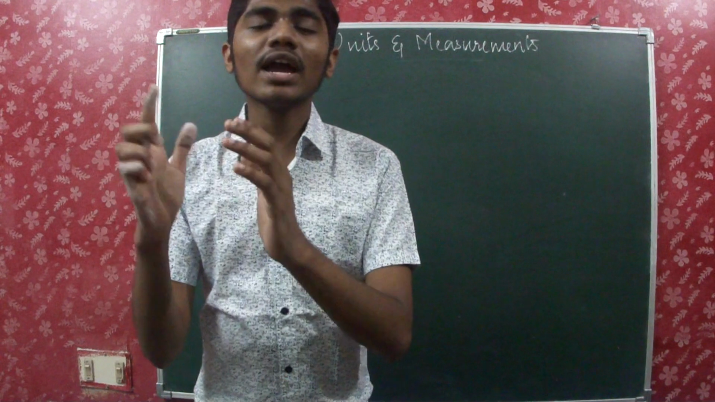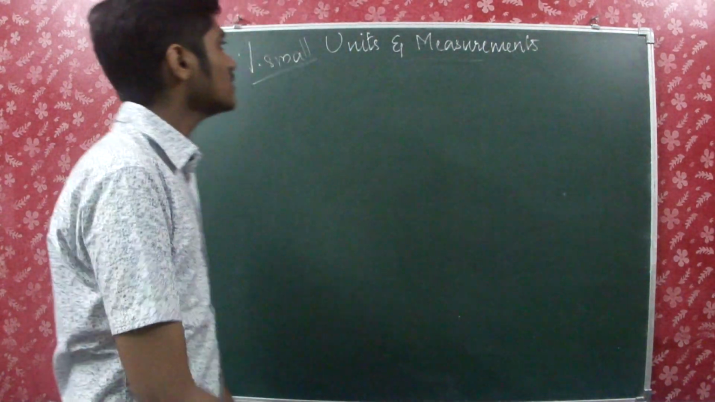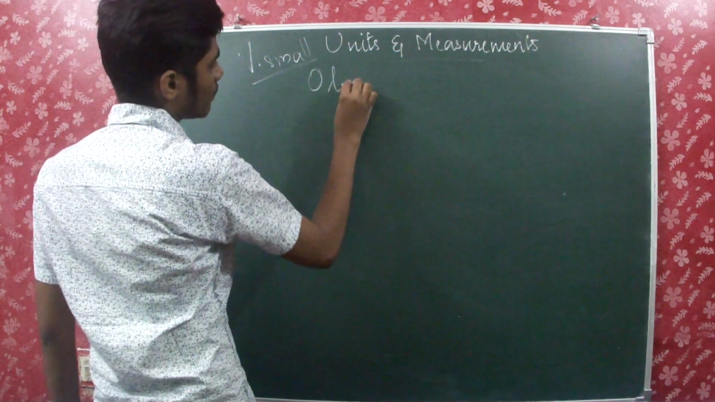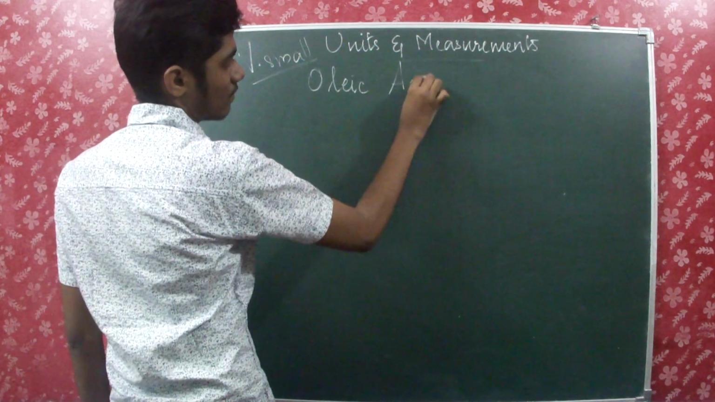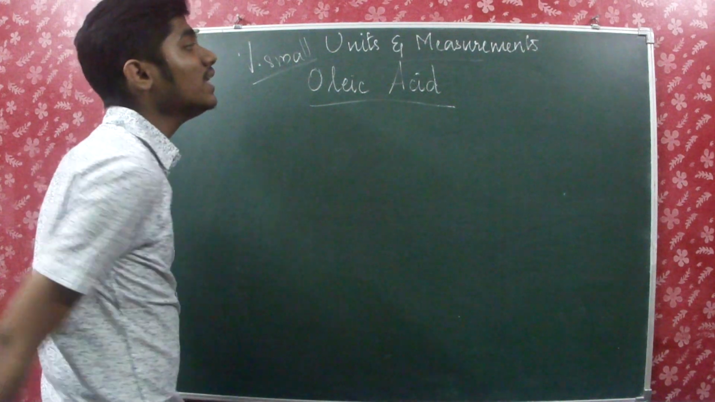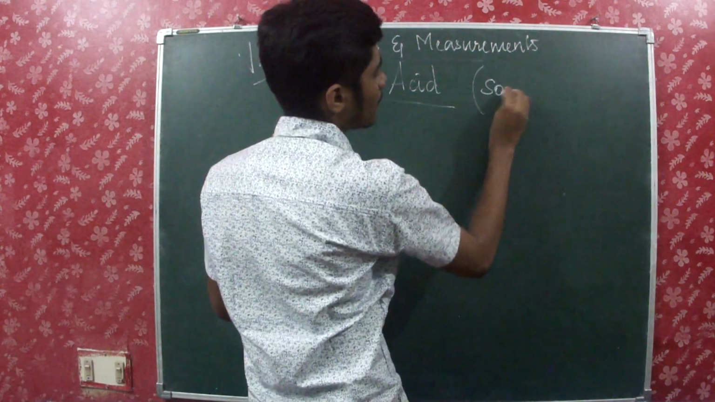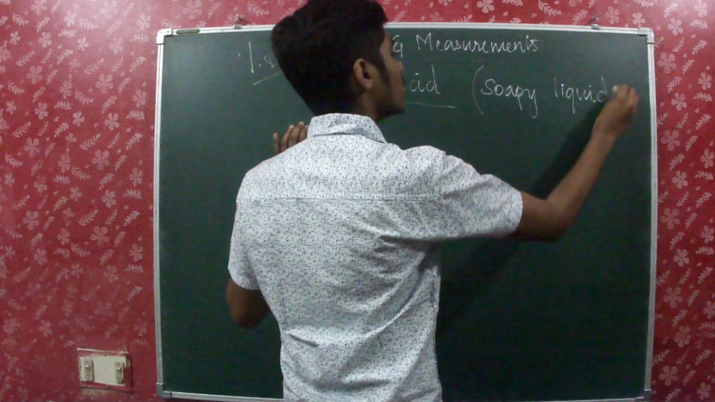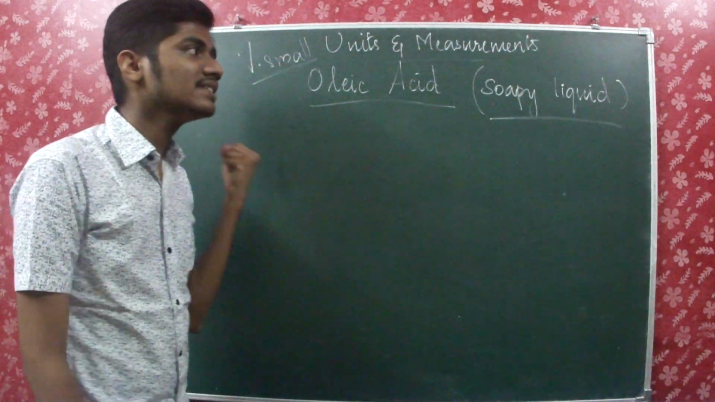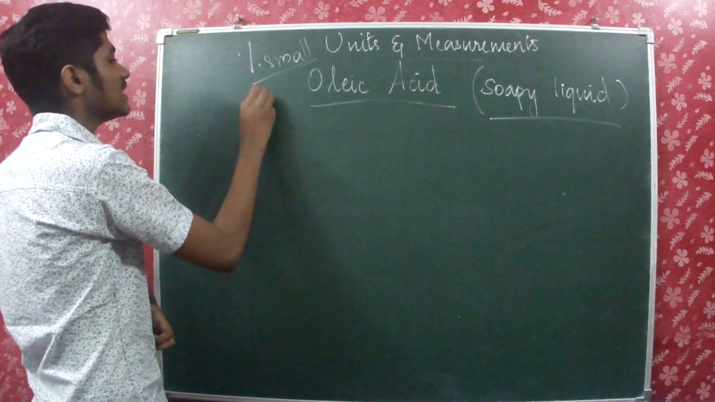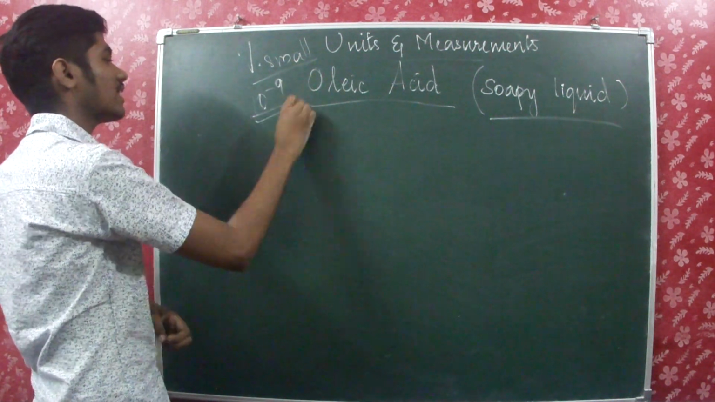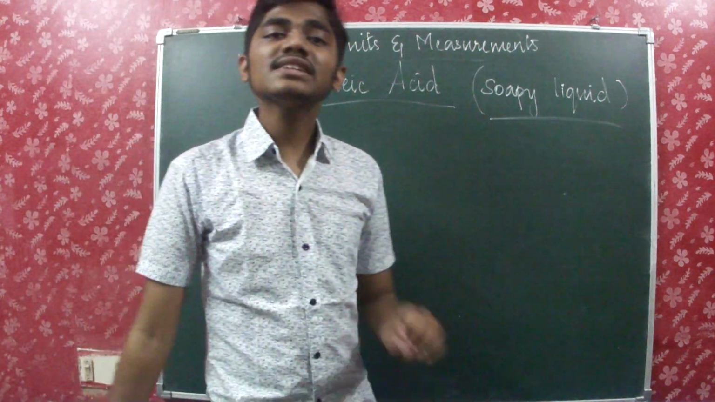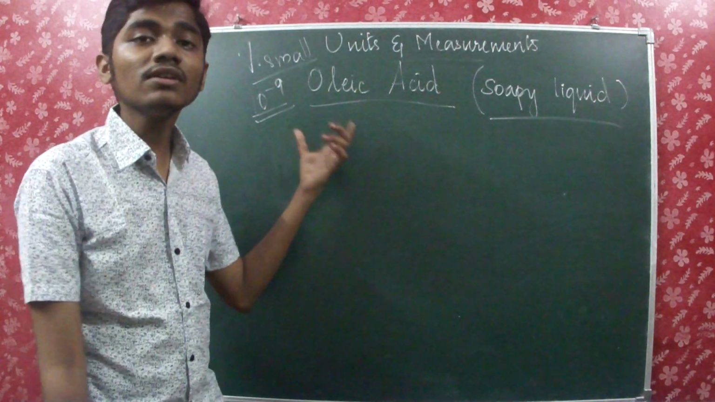So what can we do? There is a peculiar indirect method to calculate the size of a molecule which we will be learning here. That is the oleic acid molecule. Oleic acid is a soapy liquid, and its size is approximately 10 power minus 9. What's its size? It's approximately 10 power minus 9, and we are going to determine this.